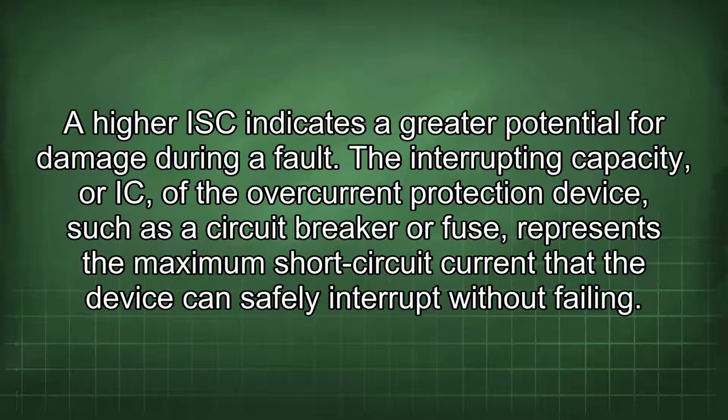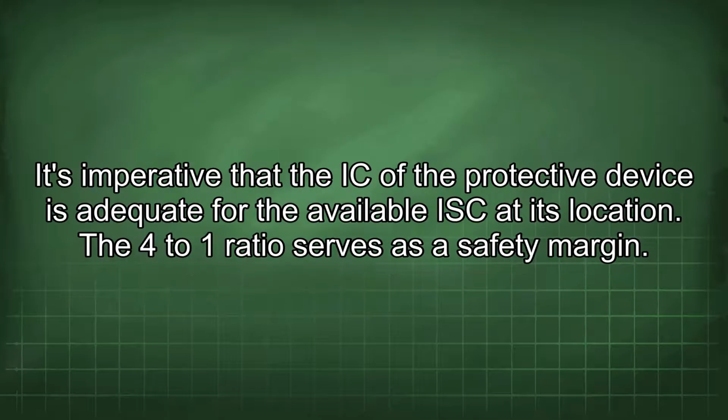The interrupting capacity, or IC, of the overcurrent protection device, such as a circuit breaker or fuse, represents the maximum short-circuit current that the device can safely interrupt without failing. It's imperative that the IC of the protective device is adequate for the available ISC at its location.